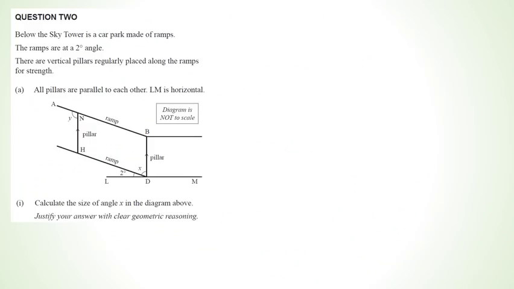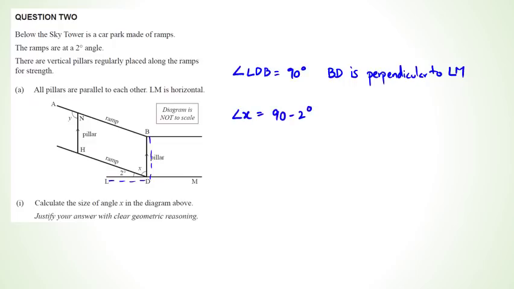Okay, so with this question, you've been asked to figure out what x is. I guess the first assumption you have to make is angle LDB equals 90 degrees, which is this one here. Oh, sorry, didn't realize that. It's 90 degrees because BD, which is the pillar, is perpendicular to LM, which is the ground. So that's the first assumption we're making. And because of that, then we can say angle X equals 90 minus 2 degrees, which equals 88 degrees. That's basically it.